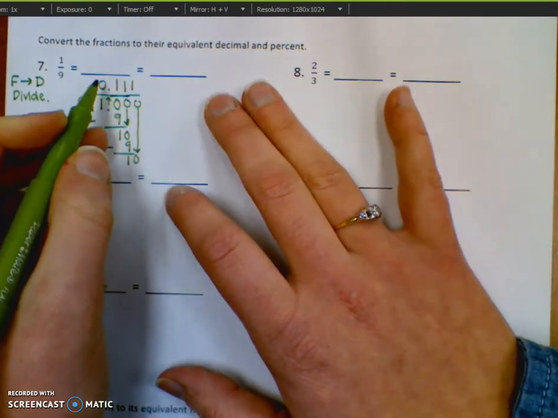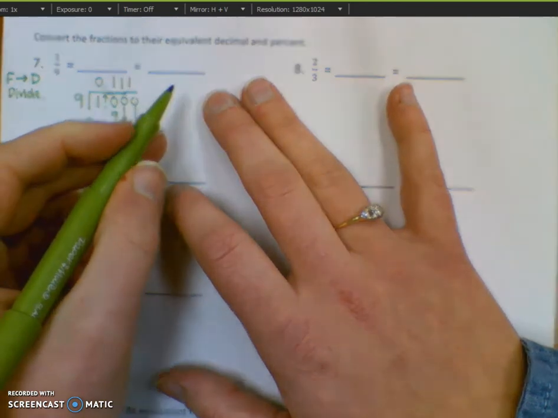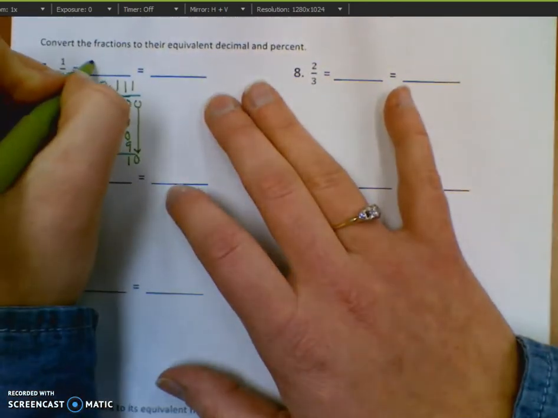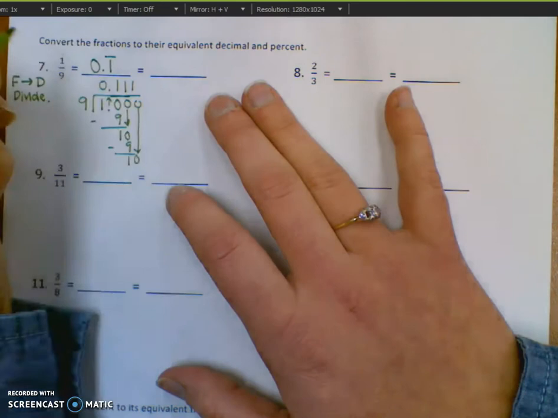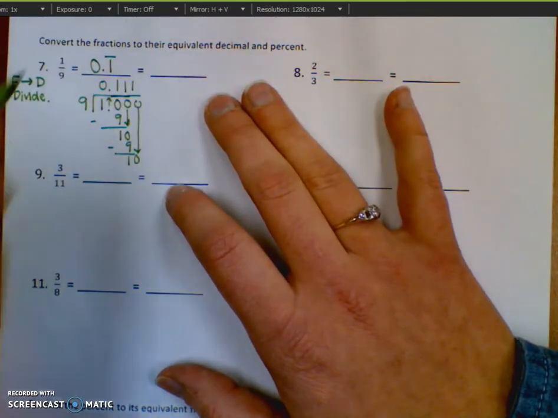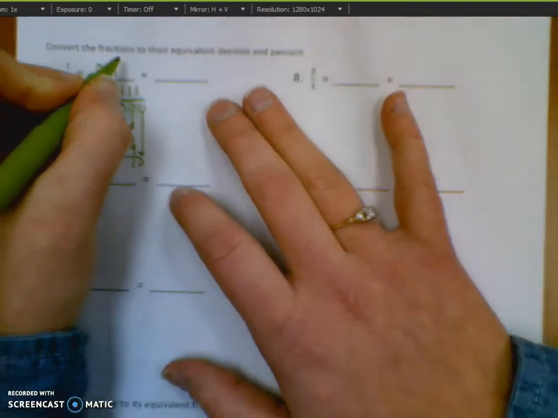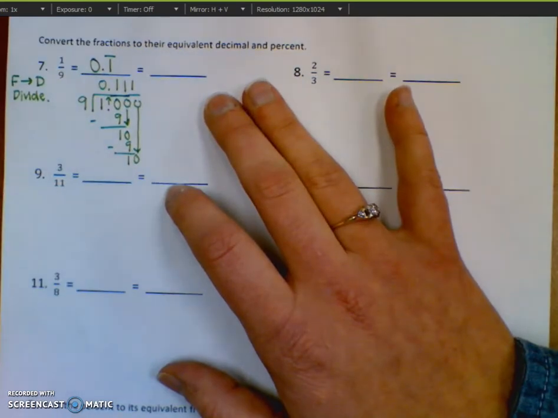This 0.1111111 is going to go on and on forever. And so we signify that by putting a little bar above the 1 here. So we say 0 and 1/10 repeating, and the little bar shows us that that 1 goes on and on forever.